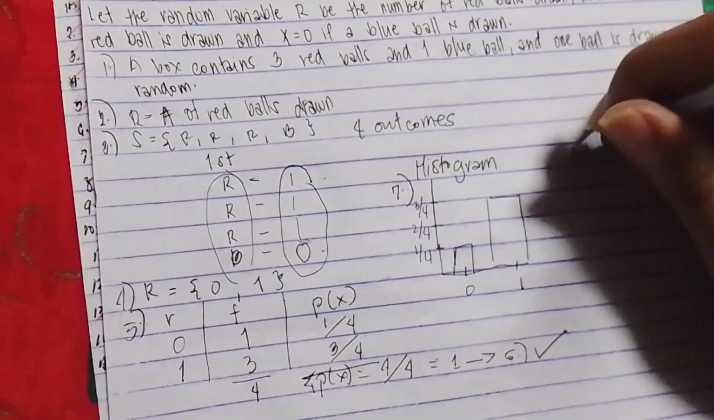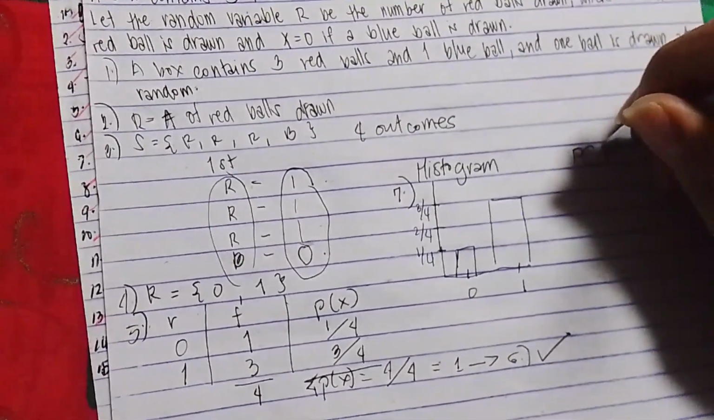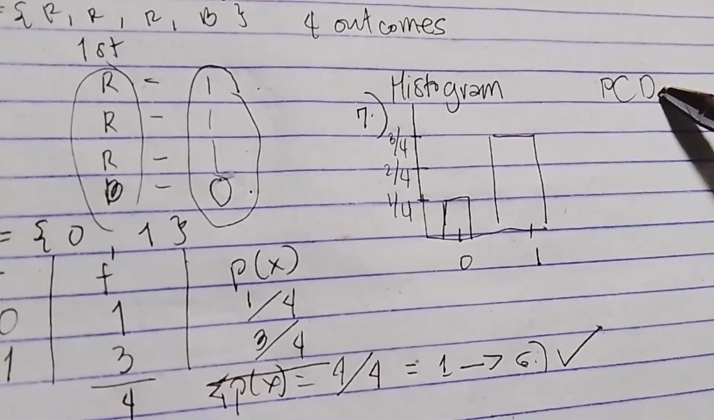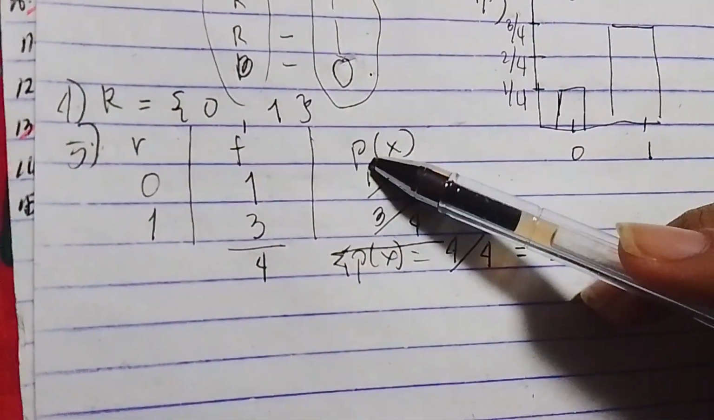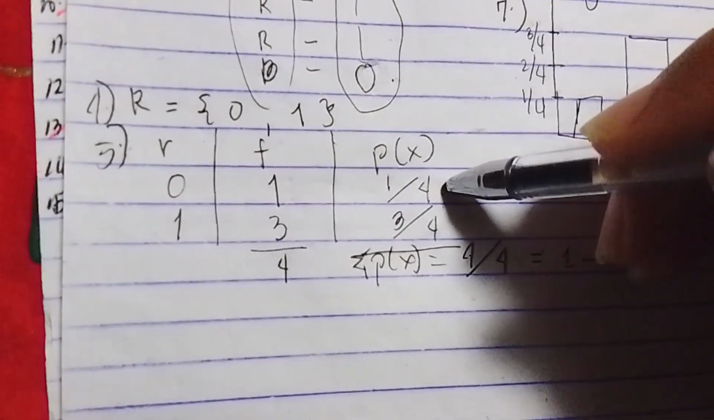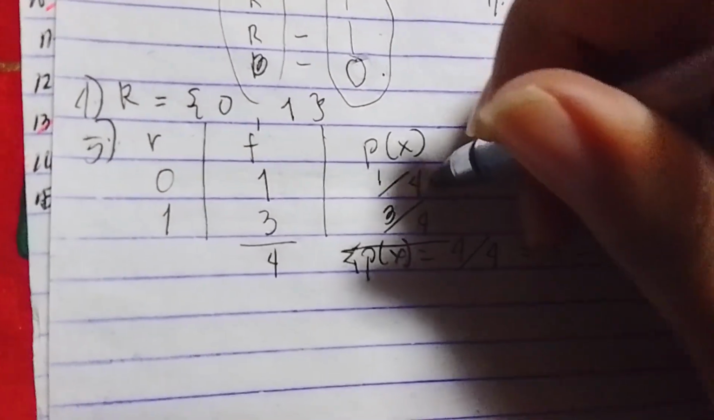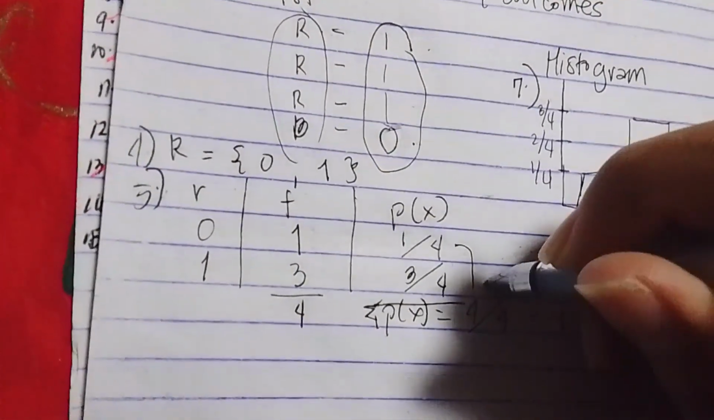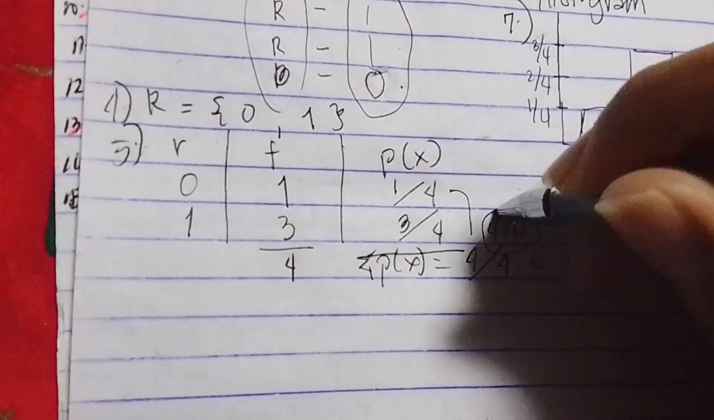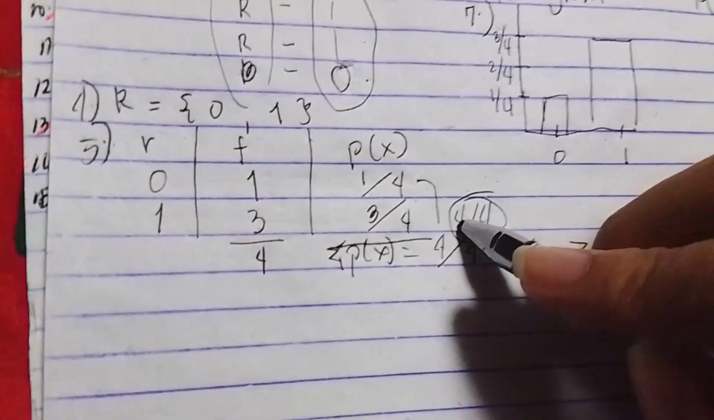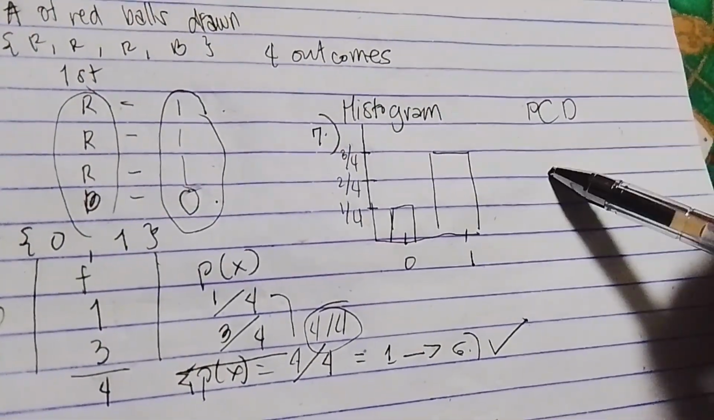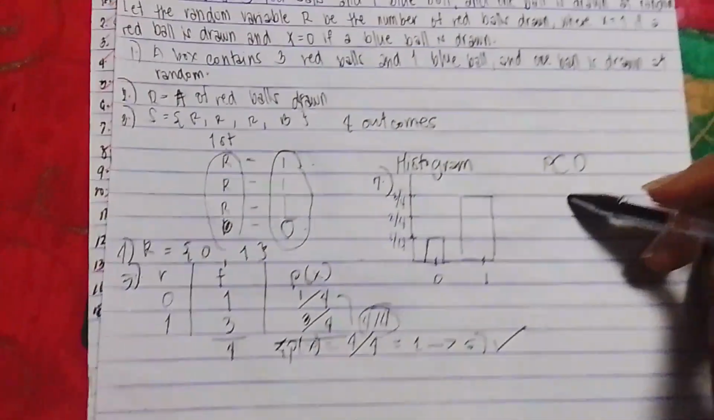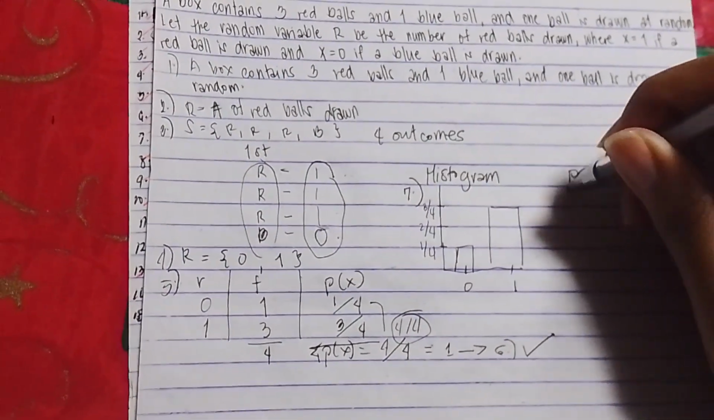And next, we're going to create our probability cumulative distribution. In order to create it, we have to add the p of x. So p of x of 0 and 1: 1/4 plus 3/4 is equal to 4/4. And this 1/4 and 4/4 is the one we're going to include for the probability cumulative distribution. So let's create the probability cumulative distribution.